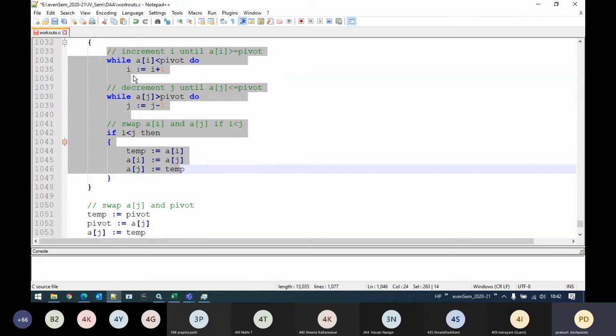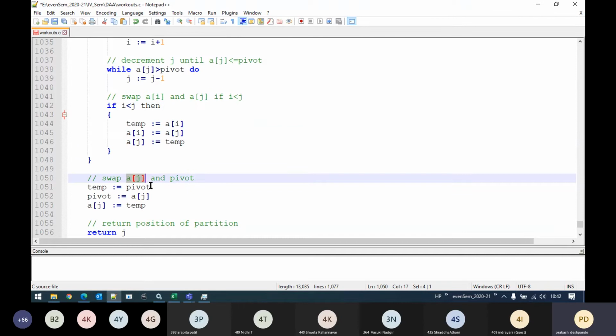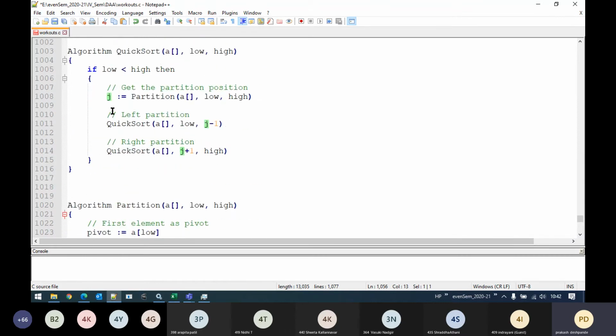In that case, we need to swap the pivot with a of j. Once these two are swapped, the position of j will be returned. And this j is what? It is nothing but the position at which we are making the partitions. And this j will be returned back to this particular statement. Based upon that j, we will make the left partition and the right partition.